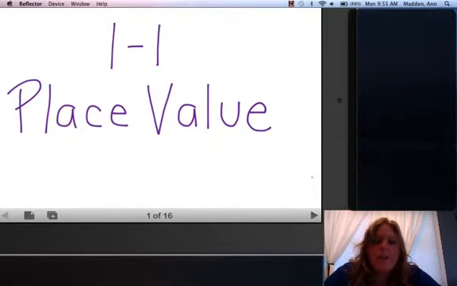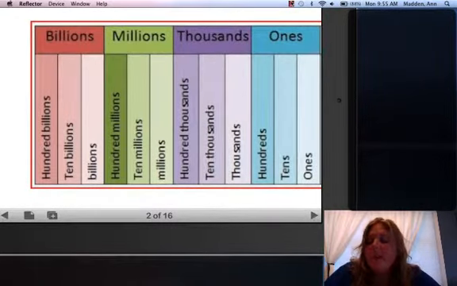This lesson is 1-1 on place value. You probably know a lot about place value from 4th grade, from 3rd grade, maybe even from 2nd or 1st. In 5th grade, our place values go all the way up to the billions place value, and I want to review them just so you remember a little bit.